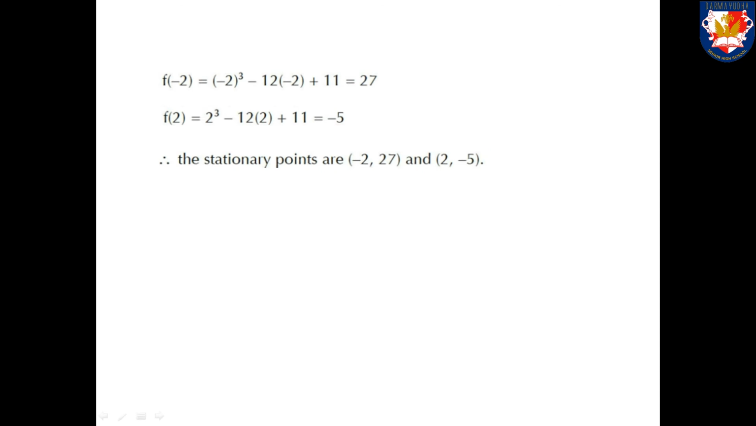By substituting the values of x into the function f, we obtain f(minus 2) equals minus 2 cubed minus 12 times minus 2 plus 11 equals 27, and f(2) equals 2 cubed minus 12 times 2 plus 11 equals minus 5. So the stationary points are (minus 2, 27) and (2, minus 5).